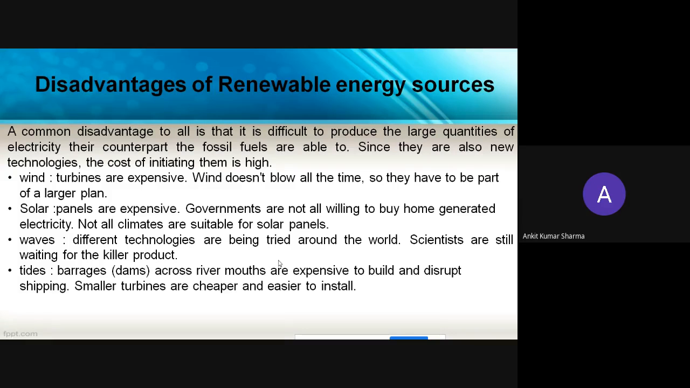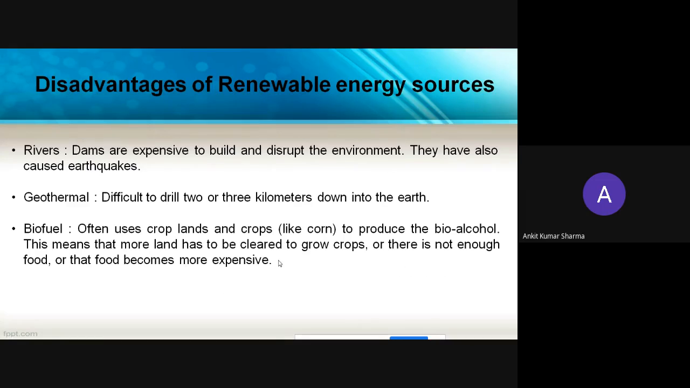In the case of wave and ocean energies, different technologies are being tried around the world. Scientists are still waiting for the killer project. The last one, the tide. In the case of tide, the barrages, which are dams across river mouths, are expensive to build and disrupt the shipping. The smaller turbines are cheaper and easier to install. The next factor is the rivers. The dams are expensive to build and disrupt the environment. They have also caused earthquakes.